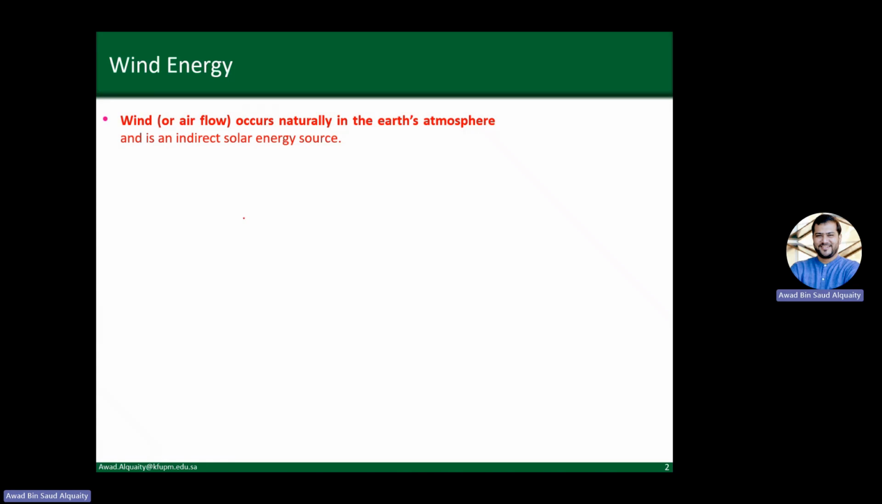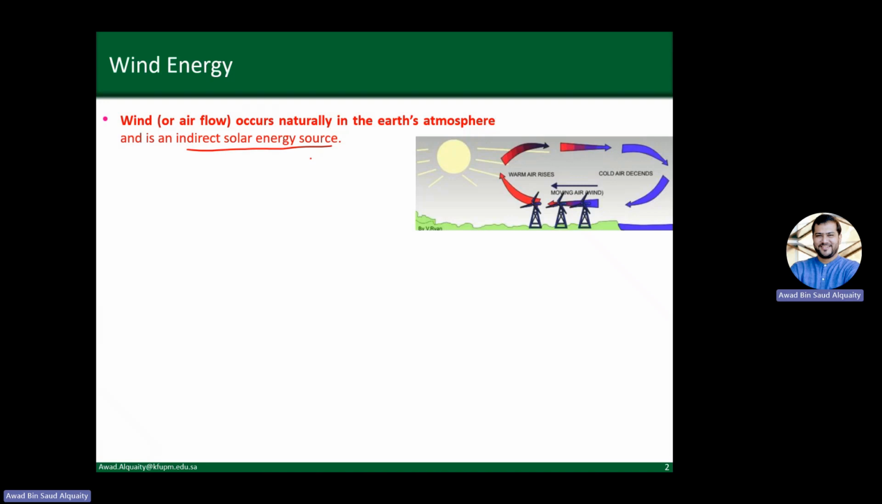Now, wind or airflow, as we know, occurs naturally and in fact is an indirect solar energy source. So, wind energy is an indirect form of solar energy, right? It happens essentially because of the temperature variations which cause the airflow. The purpose of this chapter is to figure out how we can make use of the energy available in the wind.